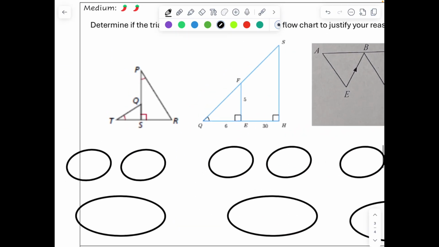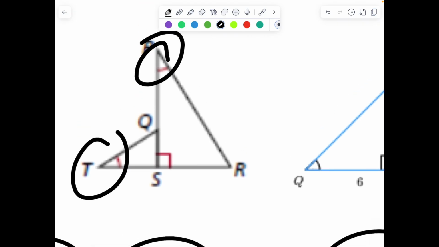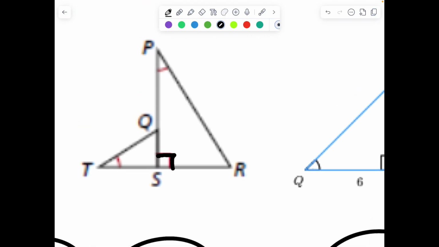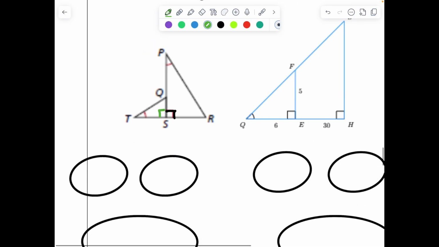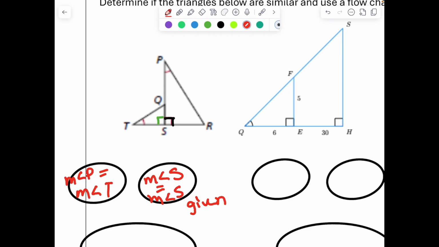Moving on to medium, another angle-angle similarity. We've got P and T that are the same. We have a right angle here, and because these two angles make a straight line, that means that is also a right angle. So I'm going to say the measure of angle P is equal to the measure of angle T. And then the measure of angle S is equal to the measure of angle S on the other triangle. Given, given.